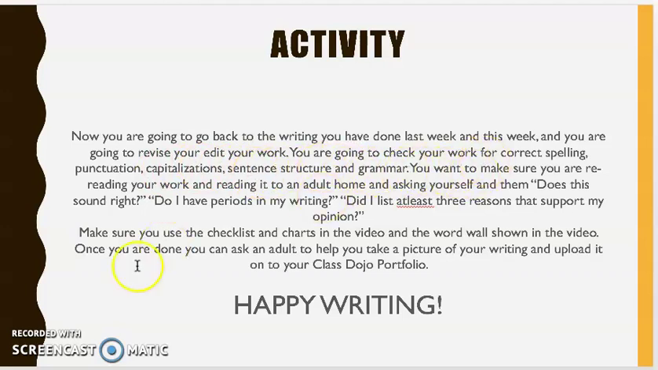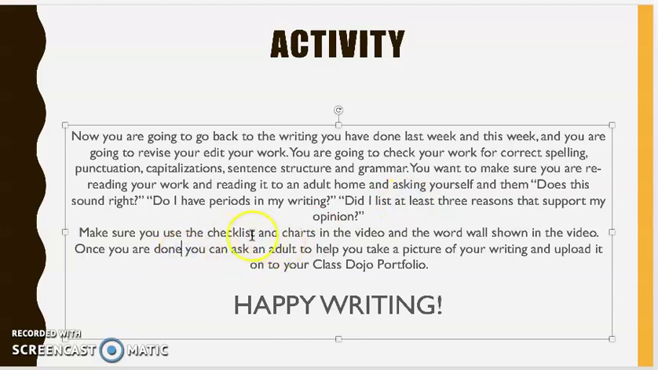You want to make sure you are rereading your work and reading it to an adult at home and asking yourself and them, does this sound right? Do I have periods in my writing or different exclamation marks or question marks? Did I list at least 3 reasons that support my opinion?